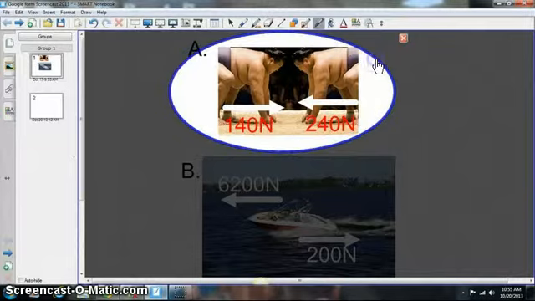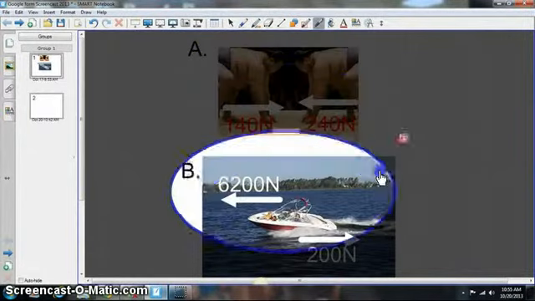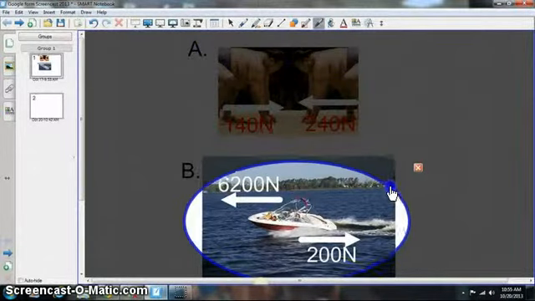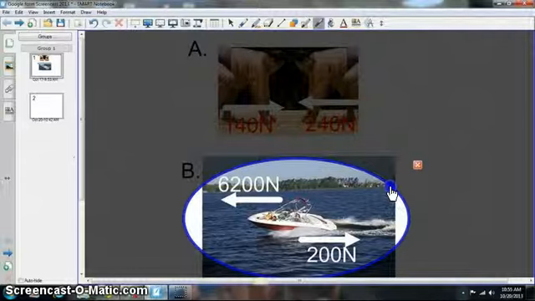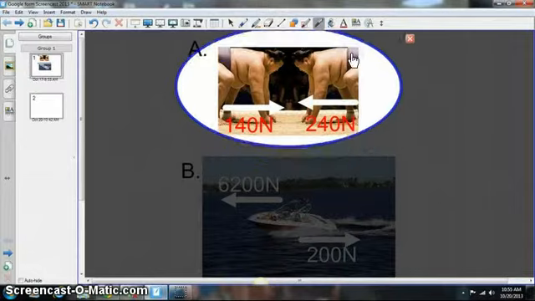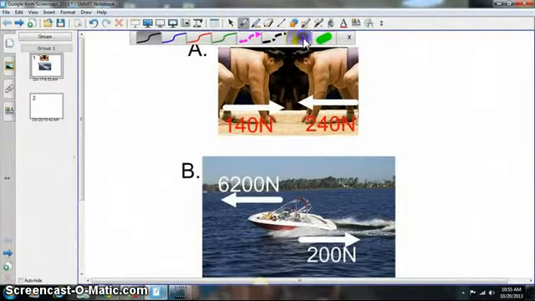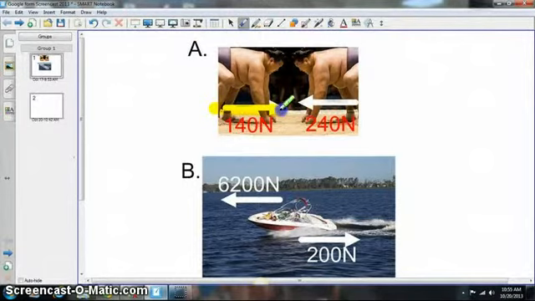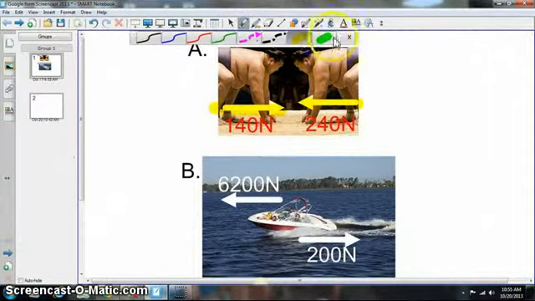Example number one has two sumo wrestlers, and then example number two, or example B down below, has a boat traveling on the water. So we're going to start by looking at example A, which is the two sumo wrestlers. Now, if you'll notice, there are two arrows, and both of those arrows are pointing towards one another. That means that each of the sumo wrestlers is going to apply a certain amount of force towards one another.